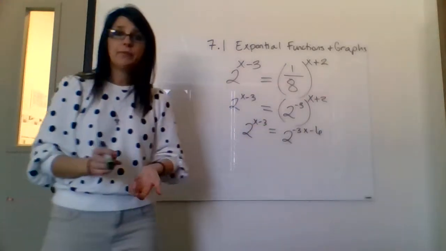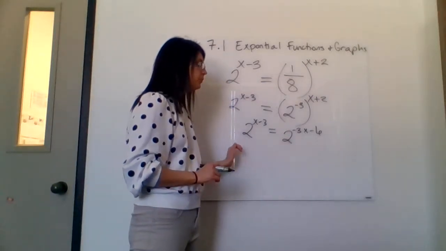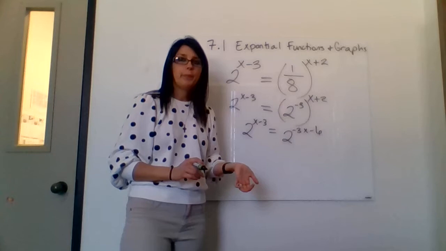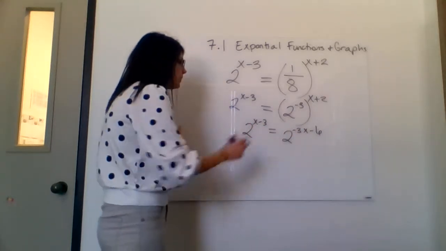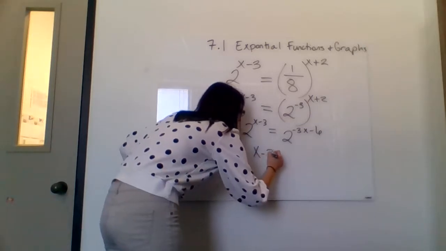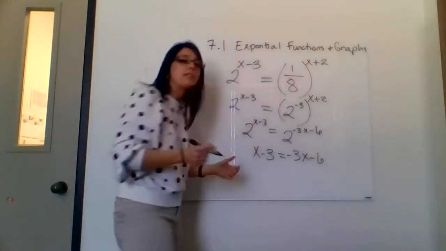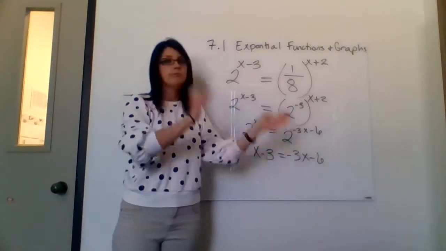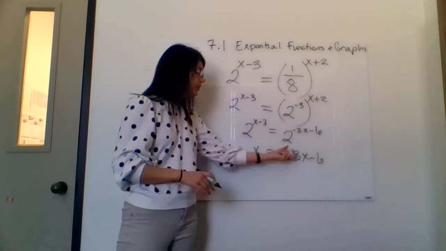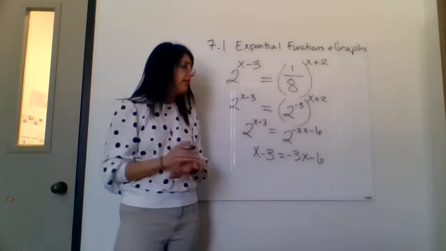Now I have it set up for the one-to-one property. I have a common base set equal to each other, and by that property, I know the exponents must be equal to each other. So I can take the exponents, set them equal to each other, and solve the equation. We end up with a linear equation, which we looked at a while back. We should be able to solve this for x, getting all the x's on one side and all the plain numbers on the other side.